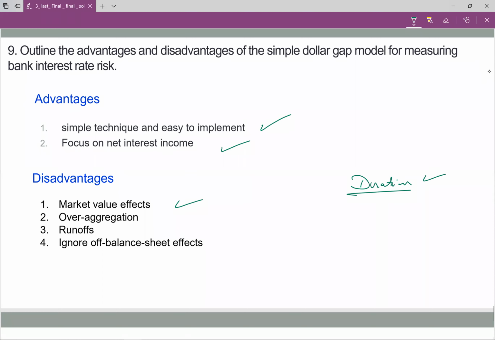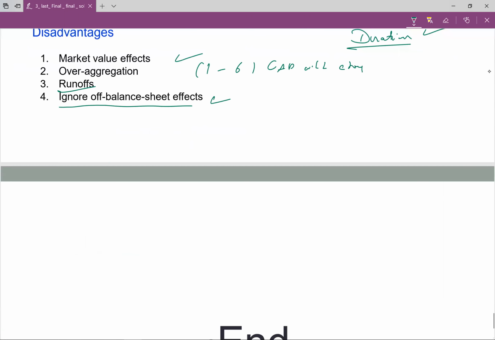Over-aggregation: because when we take, for example, 1 to 3 months, 1 to 6 months, during these 6 months maybe the gap will change. And then runoffs, which means any payments, we don't take care of, and it ignores off-balance sheet risk. I am done, my friends.